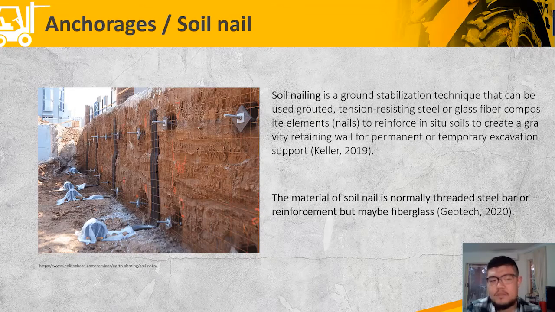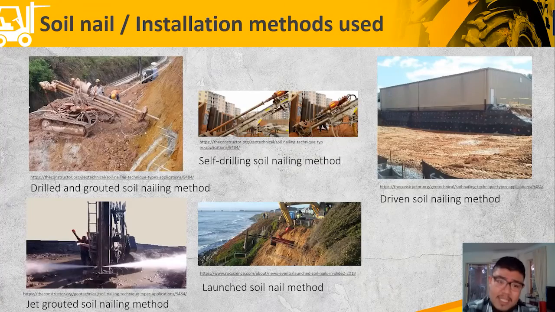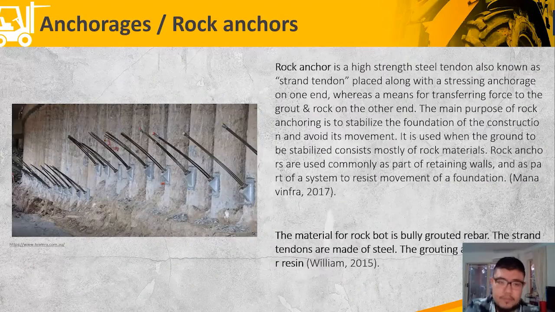So the soil nail is made for soil. And this is the component of the soil nail, as you can see from the left-hand side of the diagram. The diagram shows the typical soil nail components, including the steel bar, also called high-strength thread bar. These are the different types of installation methods for soil nail.